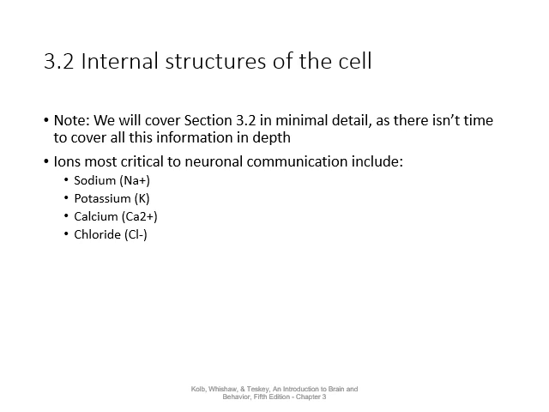Okay, so first, the ions that are most critical to neuronal communication, the ones that might come up in later chapters, are sodium, potassium, calcium, and chloride. You don't need to know much more than that right now.